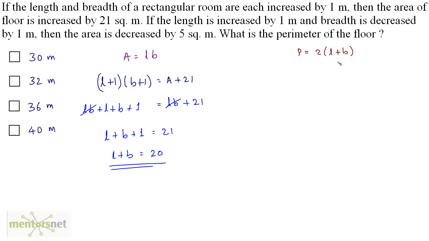What you want is twice L plus B. And that's 2 times L plus B, which is 20. So perimeter is 2 times 20, that's 40 meters. Well, this was real quick, right?